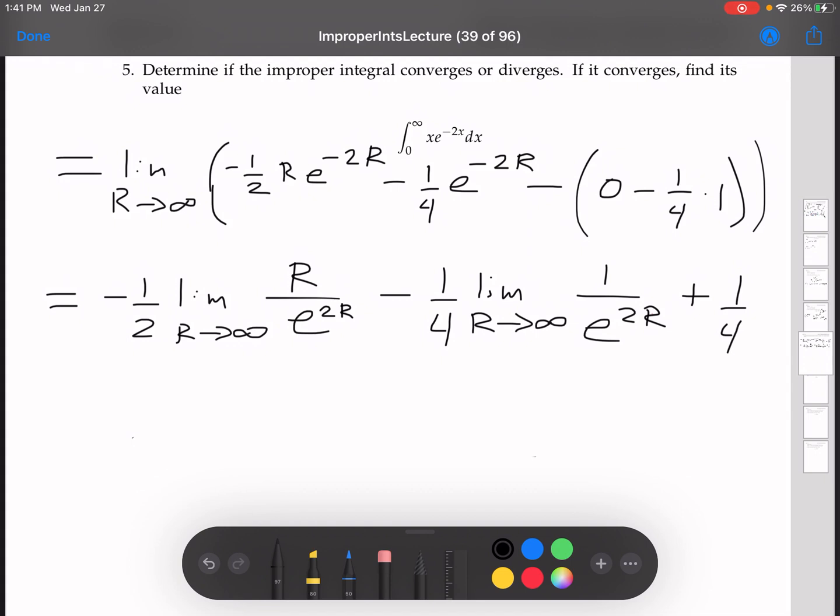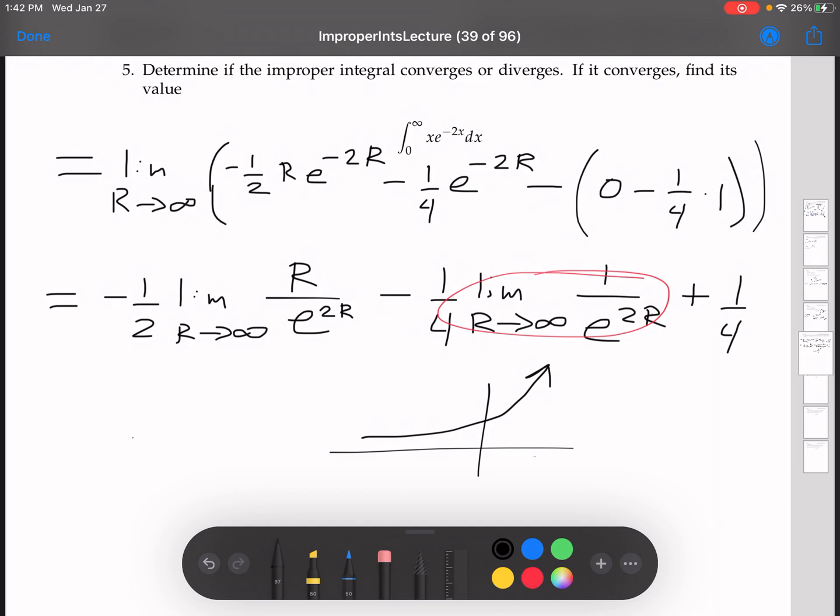Okay, now think about what happens. Let's take care of the easy one first. 1 over e to the 2r as r approaches infinity. If you remember that e to the x looks something like that, it grows exponentially, so e to the 2r grows even faster. So 1 over something big is small. So this is a 0 here.